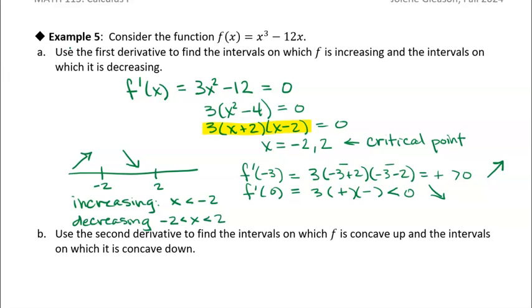And then we have one more interval to look at. Again, you can just pick a number, maybe pick 3. All I care about is the sign. So I'm just going to take that factored form of the derivative, and if I put in a positive 3, then this factor is positive, and this factor is also positive. So it's greater than 0, so it's increasing again.